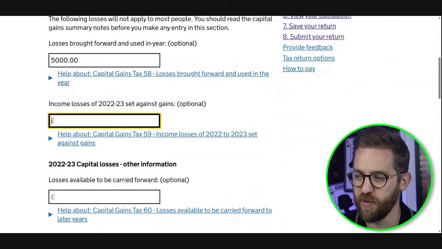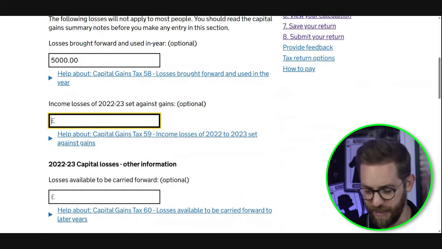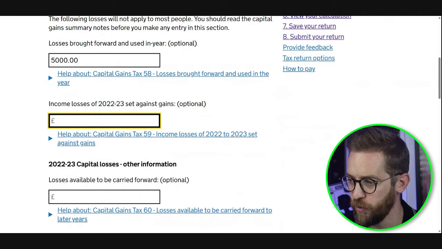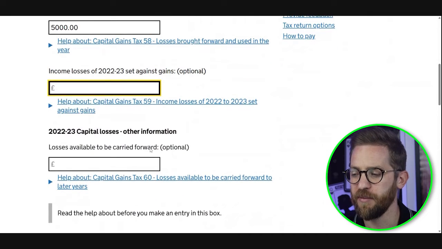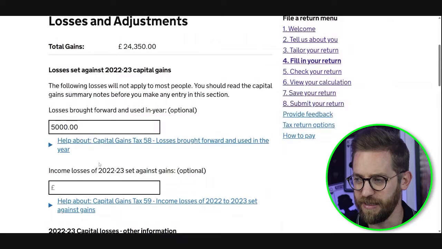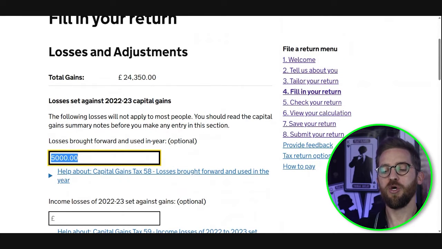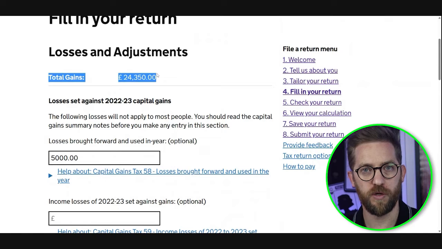Income losses of 22-23 set against gains. So if you make an income tax loss, you can potentially offset that against the gains. It's not going to apply to this example, but you'll find all the details in the link below. And then at the bottom, losses available to carry forward. So with capital gains, it's an interesting one. So if you had, let's say, £20,000 of losses brought forward, you only have to reduce your total gain, this one up here, down to the current year allowance.